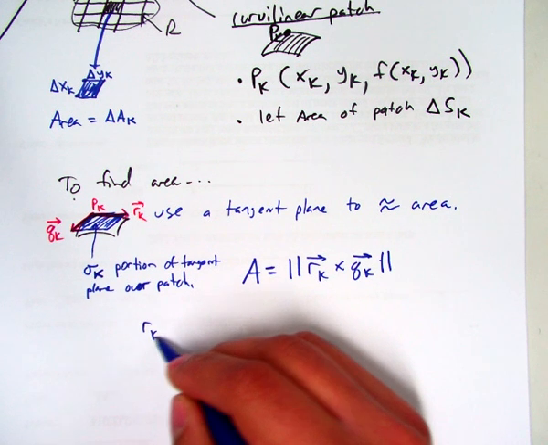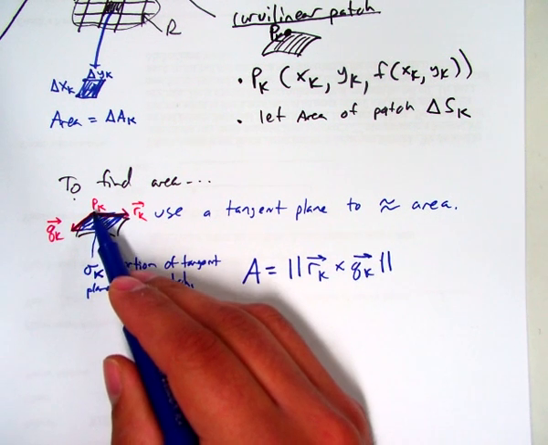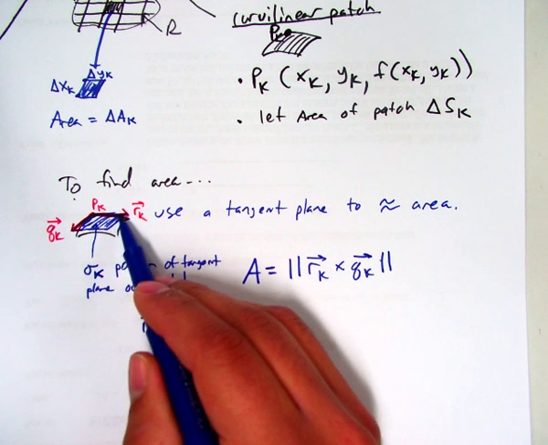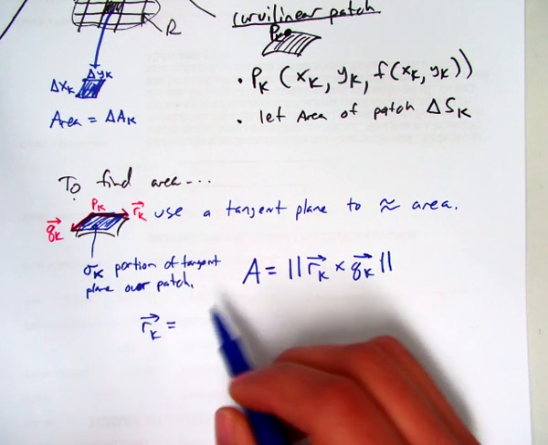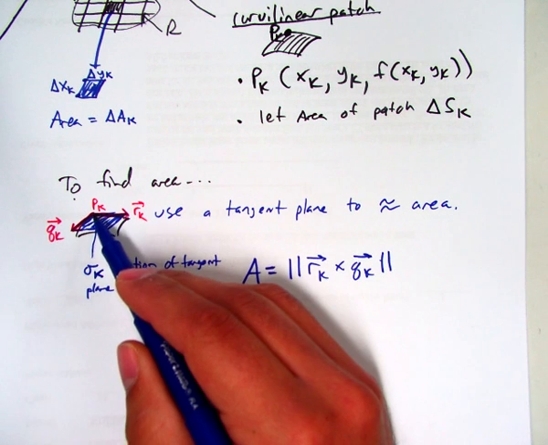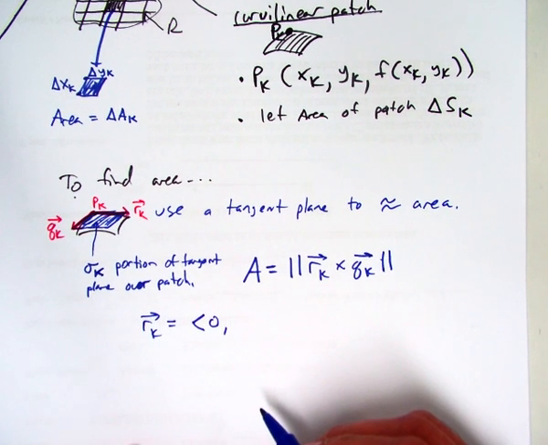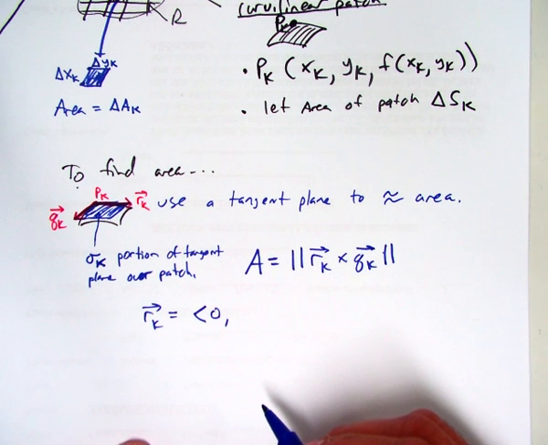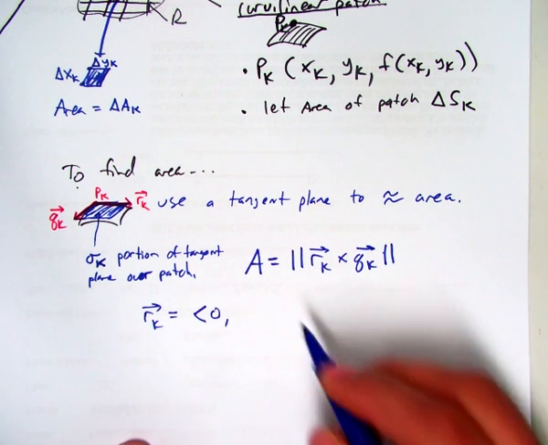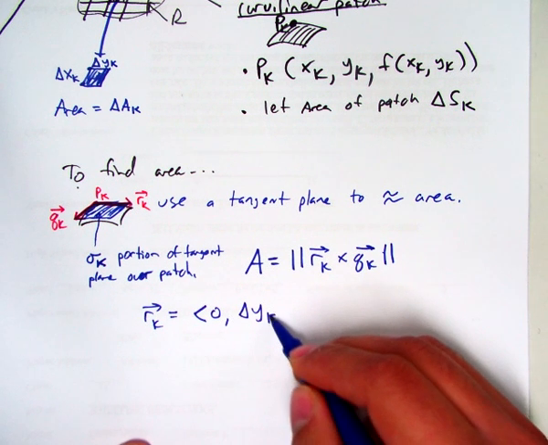R sub k, if we're looking at the vector that's parallel to the y-axis, there is no change in x, so the x component would be 0. Does that make sense? The y component is going to be delta y sub k.